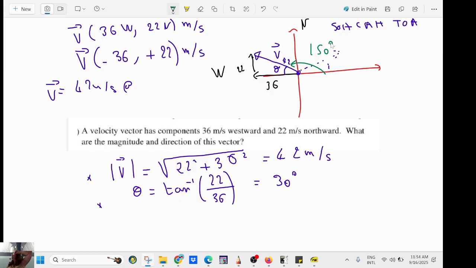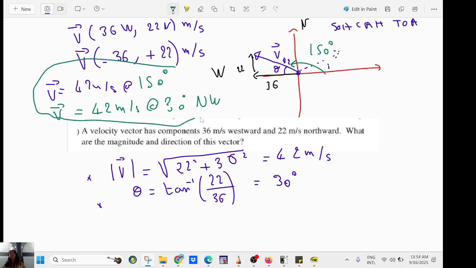Do you agree? Because you have to go counterclockwise to make sure that people, when they're going to read your report or whatever you are writing about, understand that you are talking about this one. Now, if you are in the real world, then it's fine. You're going to say at 30 degrees northwest. So those are acceptable.